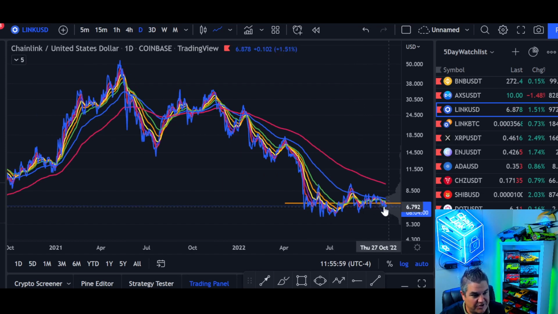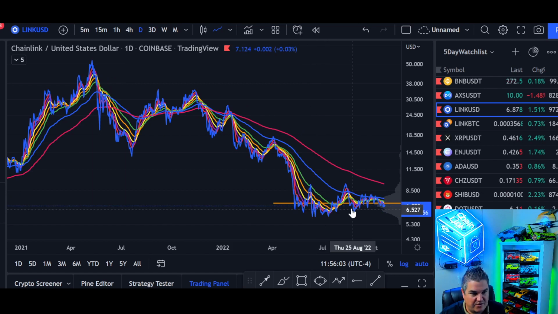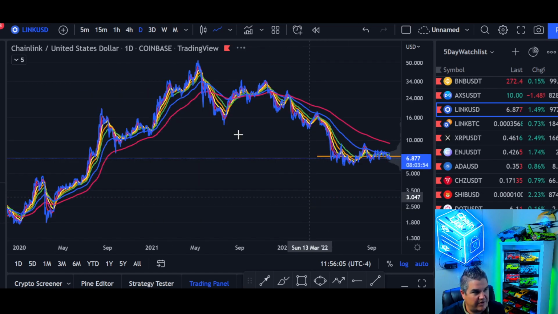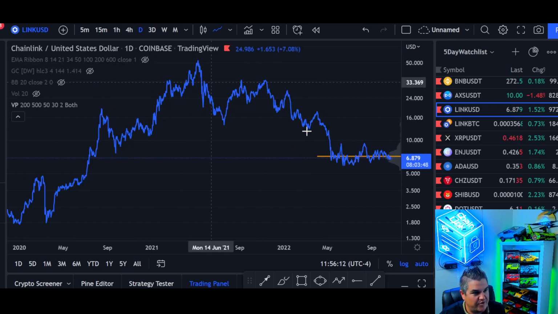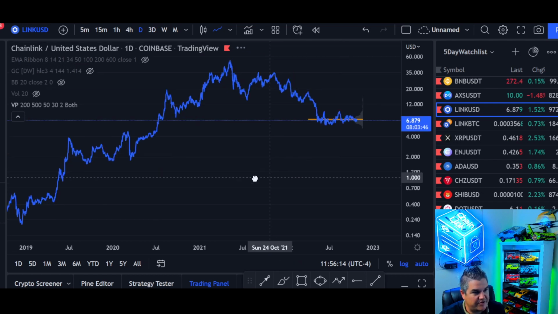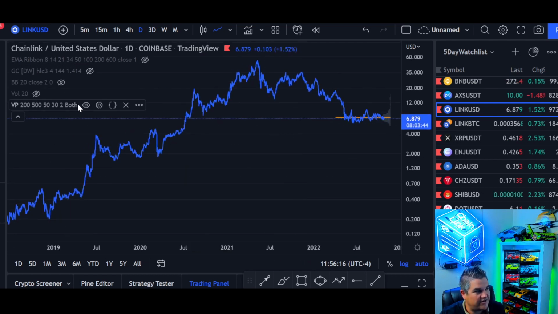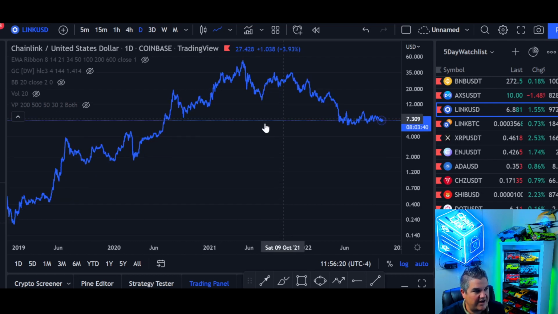So on the daily, we're trying to find our footing here, right? As the altcoins are, right? Altcoins are trying to find their bottom. But let's take off all of the clean it up, right? Let's take off all the moving averages and kind of look at it just from a chart perspective. We can even take off the volume profile. All right, looking at the chart, have we bottomed?